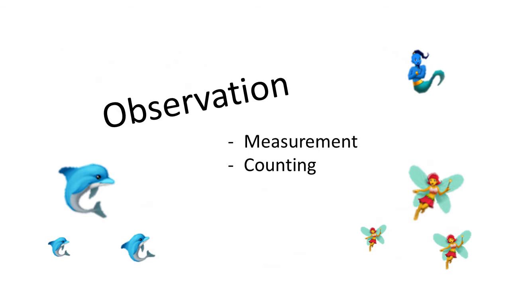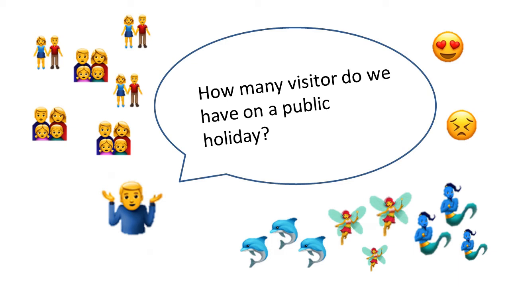Observation is also one of the methods that are commonly used. You can collect data through direct observation, such as measurement and counting. If a theme park wants to know the number of visitors it has on a public holiday, it can be obtained by direct counting.